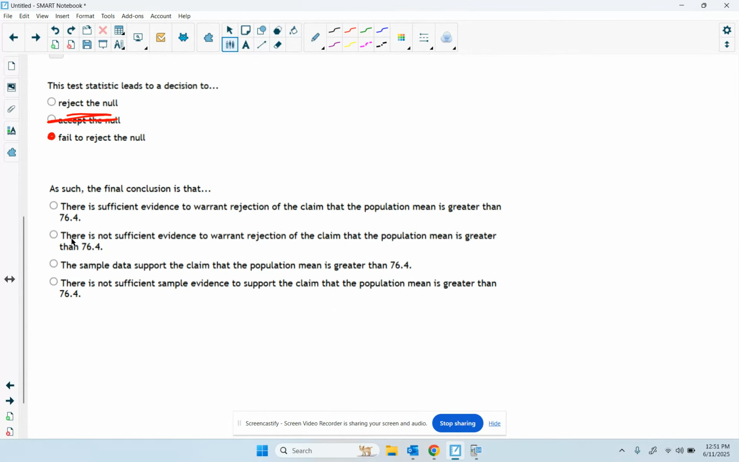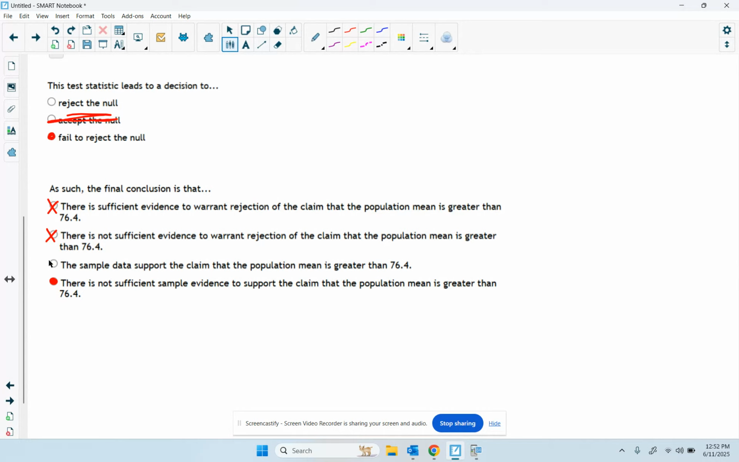So let's see here. There is not sufficient evidence to warrant rejection of the claim. No, that's not good. It's not that one. There is sufficient evidence to warrant rejection of the claim that the population mean is greater. No, that's rejecting the alternative. There is not sufficient sample evidence to support the claim that the population mean is greater than 76.4. There you go. So we always write it in terms of the alternative, whether we can show the alternative or we can't show.